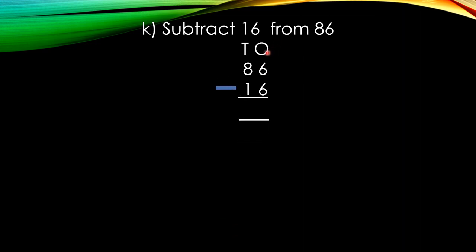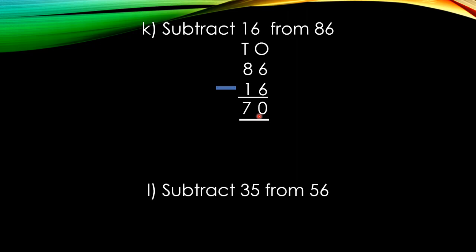So we will start from our ones place, 6 minus 6. Now this is our property: when we subtract the same number, 6 minus 6, we will get 0. Okay, and 8 minus 1. So keep 8 in your mind and 1 on your finger, we will get the previous number. This is also our property, so we will write 7 here. So our answer is 70.